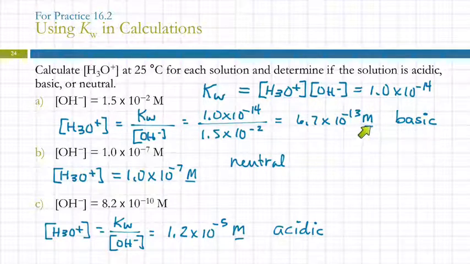You can identify whether it's acidic, basic, or neutral without calculating the other concentration, because if this one is greater than a neutral solution, where it's 10 to the minus 7, then the other one must be smaller. So this one has to be basic, this one has to be neutral, that one has to be an acid, because here the hydroxide ion concentration is much smaller than a neutral solution. Any questions?